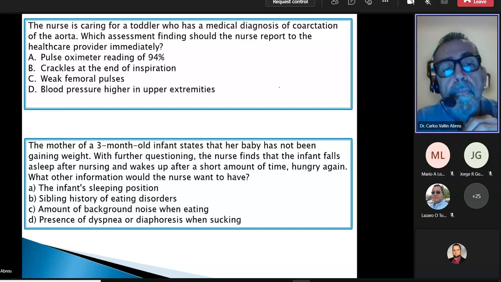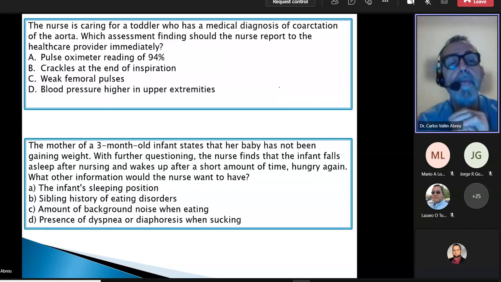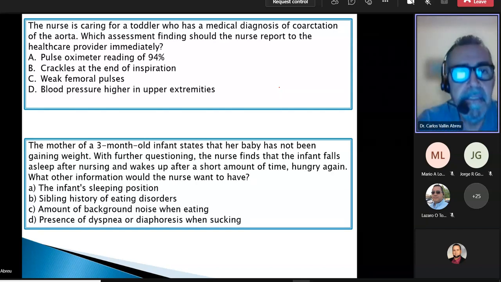B. Everybody agrees? B. Yeah, B. Absolutely. You are right. B is what needs to be reported because the other findings are expected.